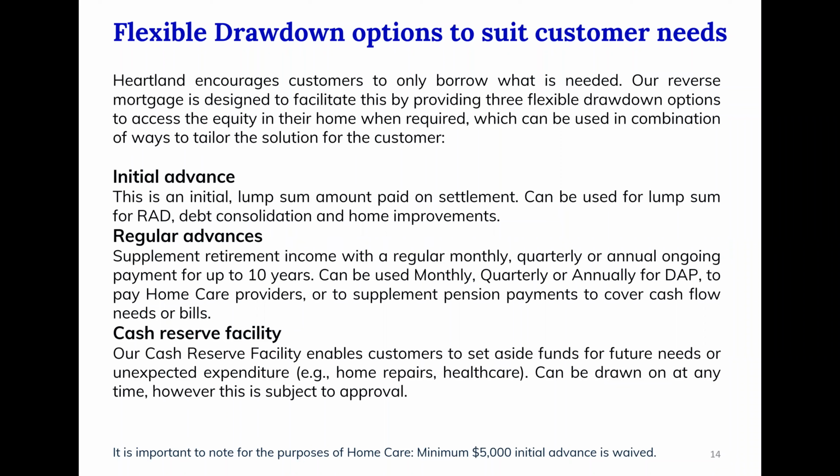And we have regular advances, which supplement a retirement income with monthly, quarterly, and annual payments, which can go up to 10 years. Basically it supplements a regular income, and it can be used to pay for the daily accommodation payments or home care providers that do require that ongoing payment, or it can supplement pension payments to cover cash flow needs or bills. So there are obviously general living expenses.